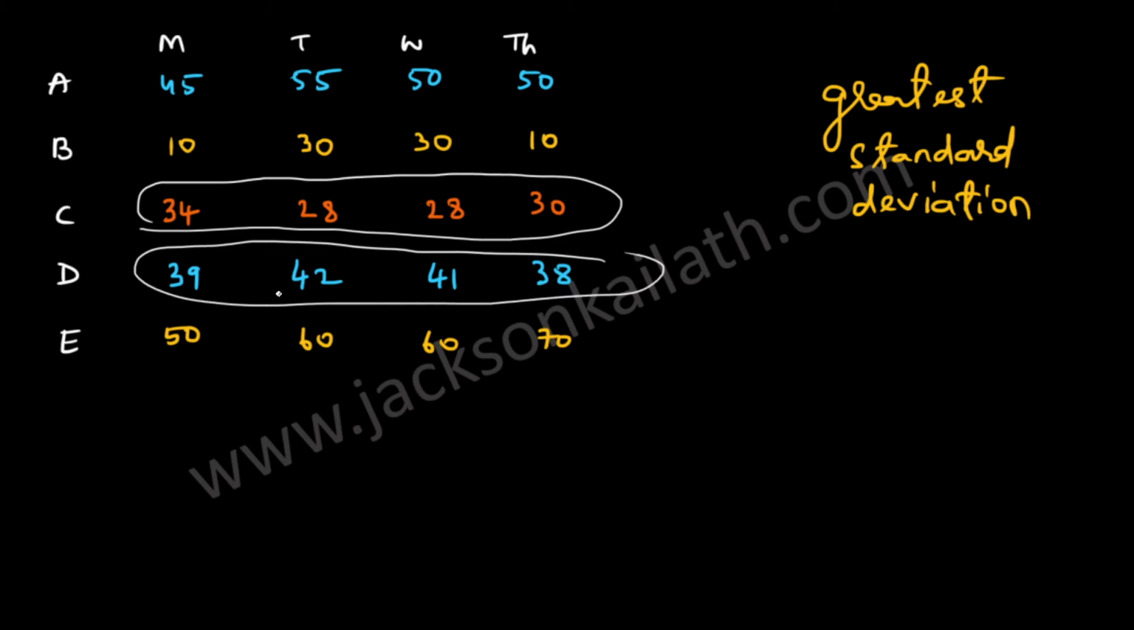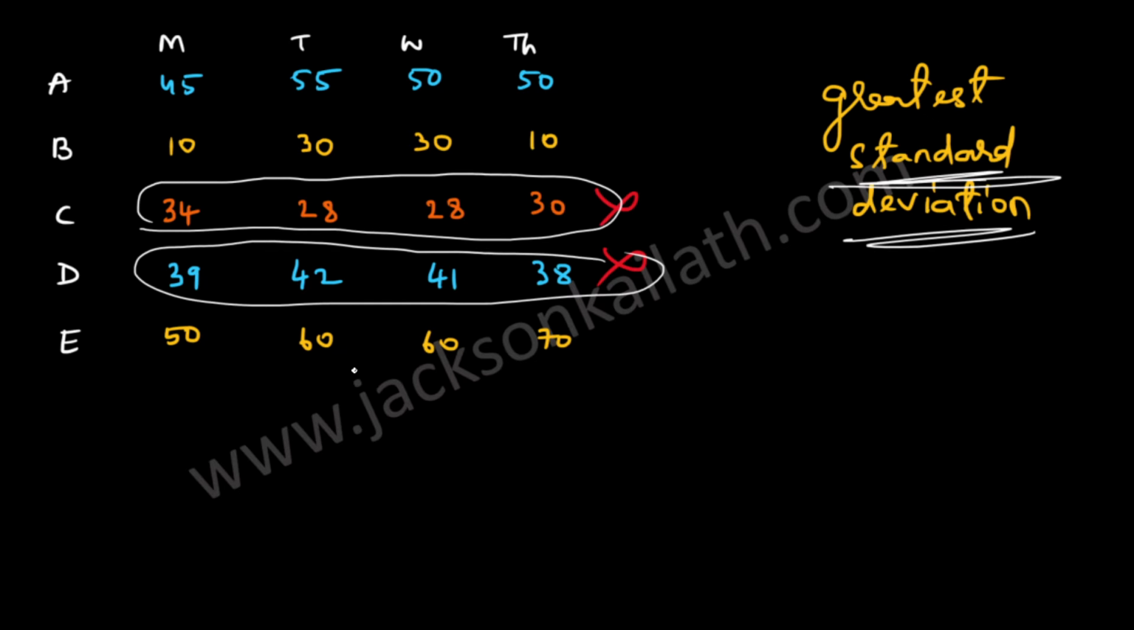You have 39, 42, 41, 38. So these are all nearby. Similarly, over here you have 34, 28, 28 and 30. So these two are definitely out, right? We are trying to check the deviation from the mean. That's the standard deviation, right? So over here, what about over here? And again, remember, you don't need to actually calculate it. You just need to observe the pattern, okay?